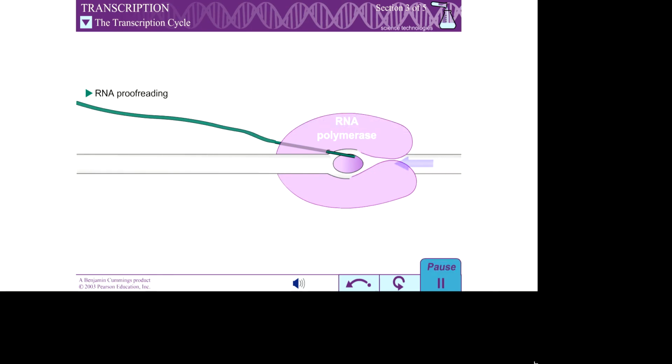The proofreading activity of RNA polymerase is less efficient than that of DNA polymerase. While the proofreading activity of DNA polymerase only allows about 1 mistake per 10 million nucleotides, the proofreading activity of RNA polymerase allows about 1 mistake per 10,000 nucleotides.